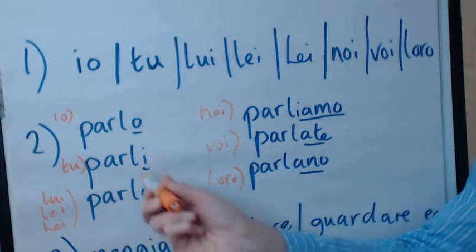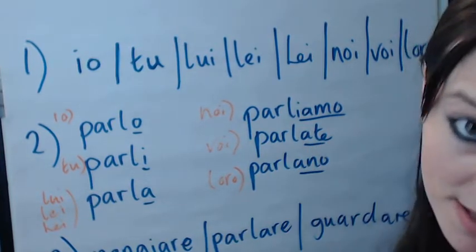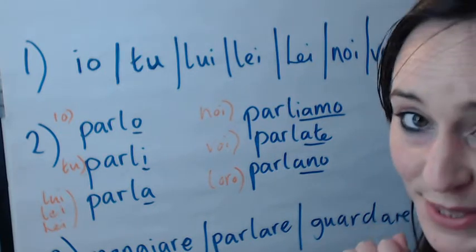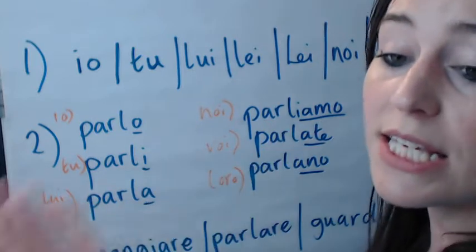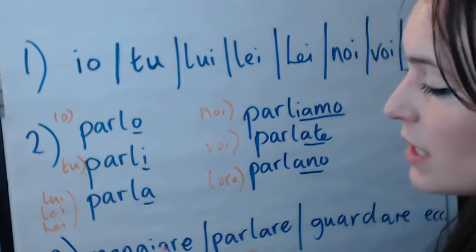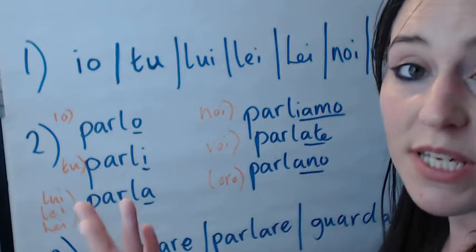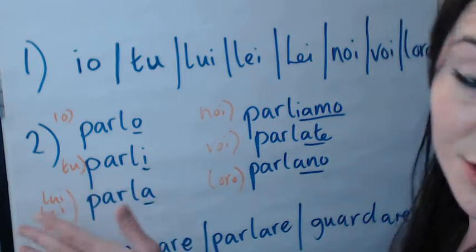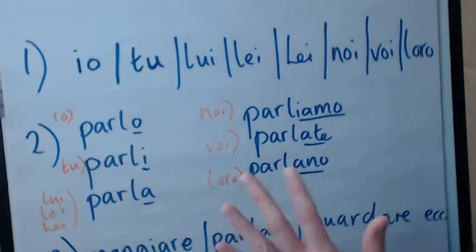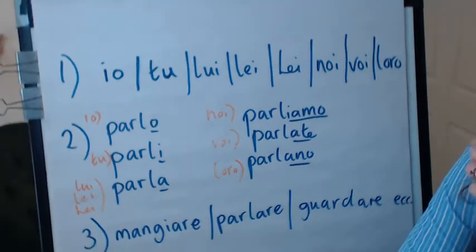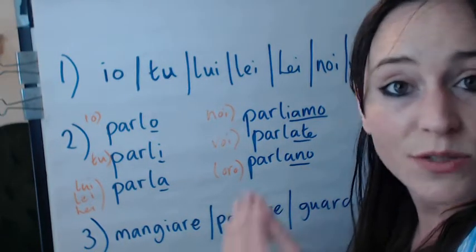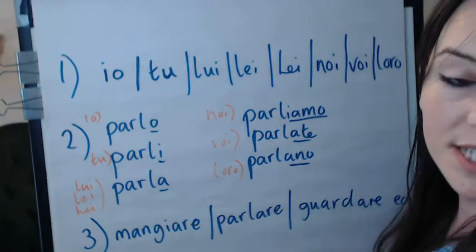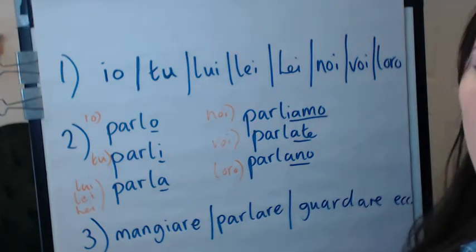Eccolo qua, parla. If you hear the word parla in a sentence, like parla italiano, it could mean three things, potentially. It could mean he's speaking, or he speaks Italian. Or it could mean she is speaking, she speaks Italian. Okay, you with me? Parla could mean he speaks or she speaks. It could also mean he is speaking or she is speaking. We're going to come on to that difference in point four.